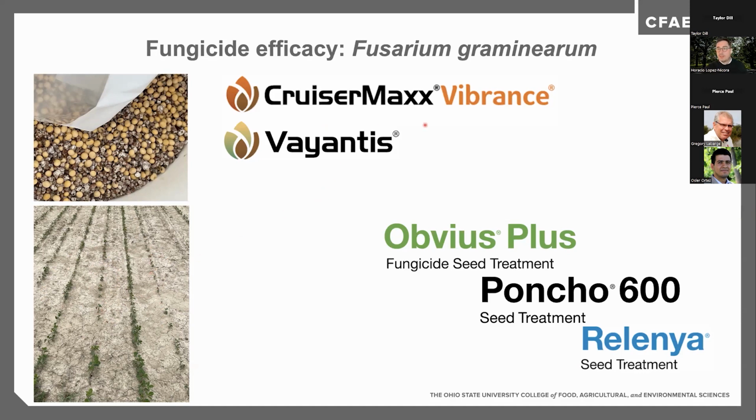What I'm going to show you is what we did this last season. We evaluated 4 different products in combination. So we evaluated Cruiser Max Vibrance plus Vayanti. Vayanti is a really good product meant to be used for Phytophthora and Pythium, not for true fungi. And then the other treatment we had was Obvious Plus and Poncho, and then Obvious Plus and Poncho plus Relenja, a new product specifically for Fusarium and Rhizoctonia.